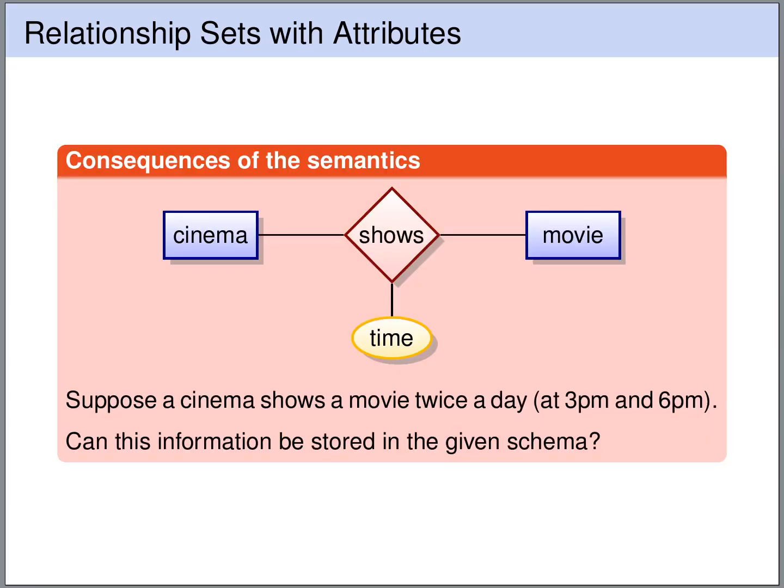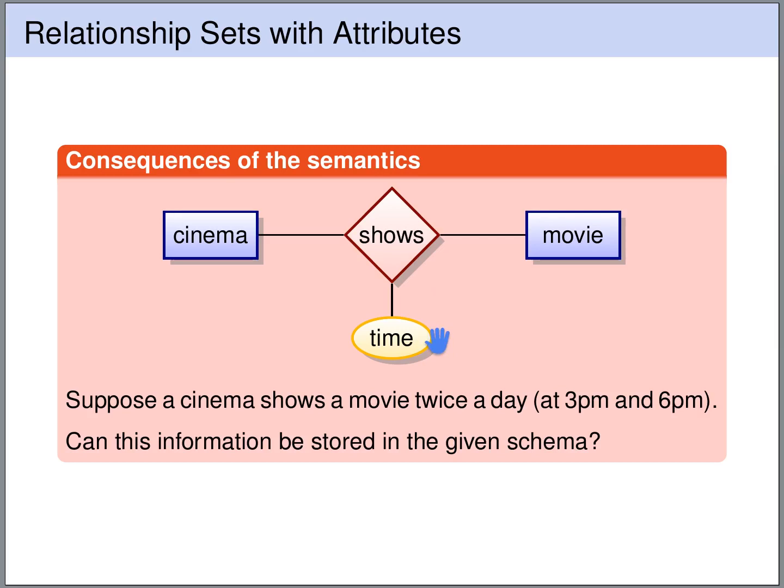This functional determination has an important impact on our design. So for instance, assume that we want to make a database of cinemas and movies, and we want to encode information on what cinema shows what movie at what time. So we have an entity set cinema and an entity set movie, and we have a relationship set shows. And this relationship set shows has an attribute time.